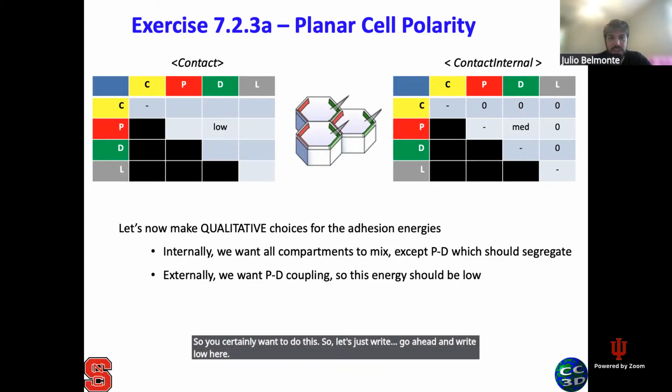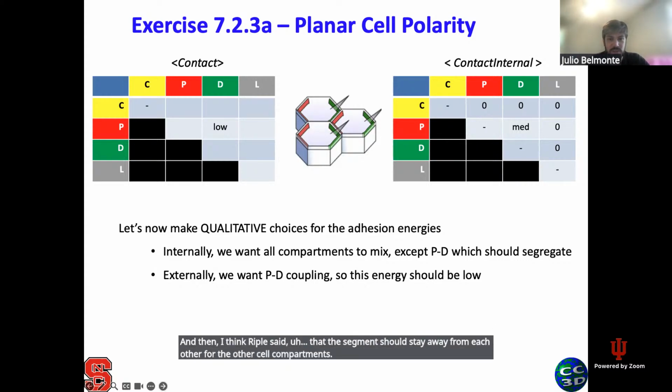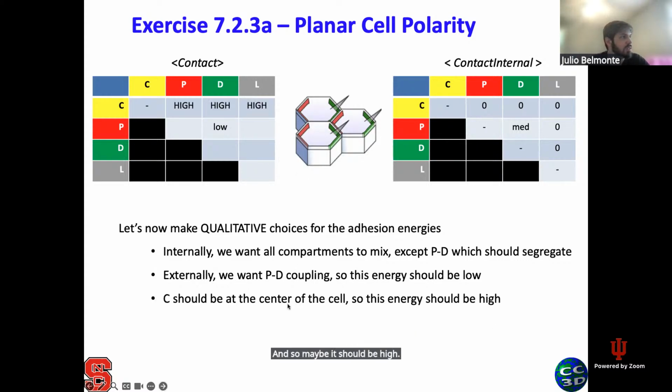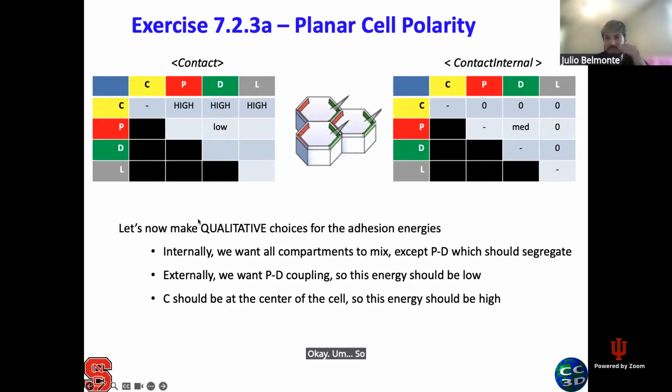And then I think Replus said that the cytoplasm should stay away from each other for the other cell compartments. And so maybe it should be high. So that's actually my next slide. Let's make the cytoplasm high with everything else. Okay. So I don't have the coupling of the external proximal distal compartments or the lateral compartments to the outside. By the way, when I say lateral compartments, I mean the compartment they're going to kind of localize across the cell on these boundaries here, okay? Just to be clear what I mean by lateral.